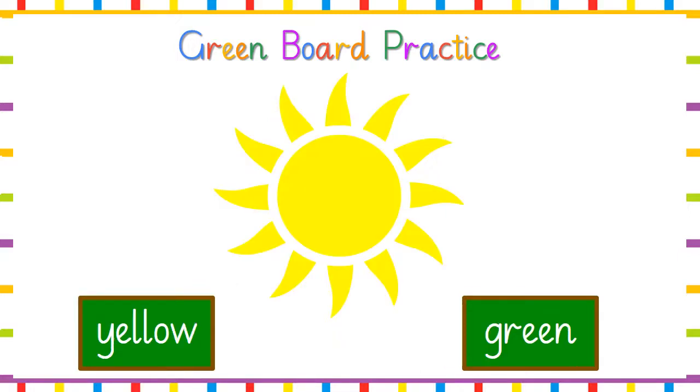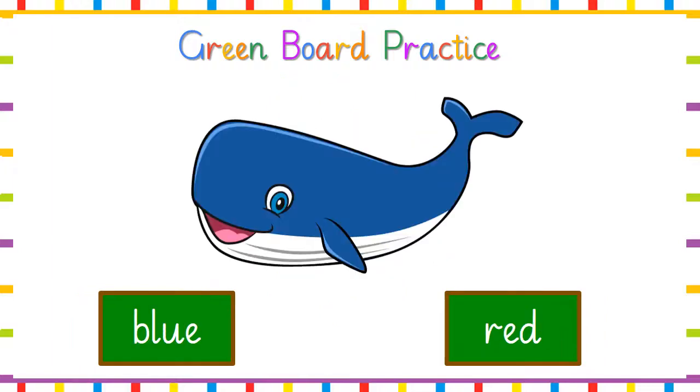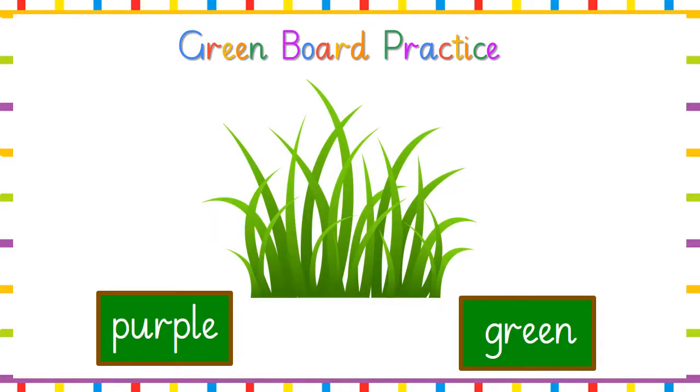What is this? Yes, this is a sun. Now, write the color of the sun on the green board and show it to your teacher. What is the color of the whale? Right. Write the name of the color. What is the color of the grass? Right. Now write the name of the color on the green board.